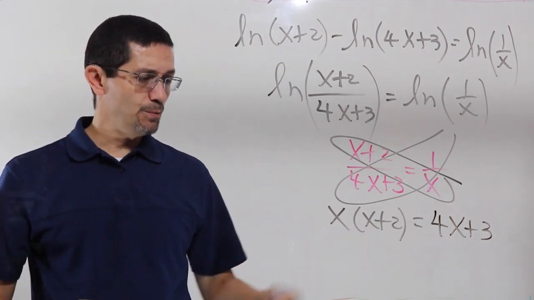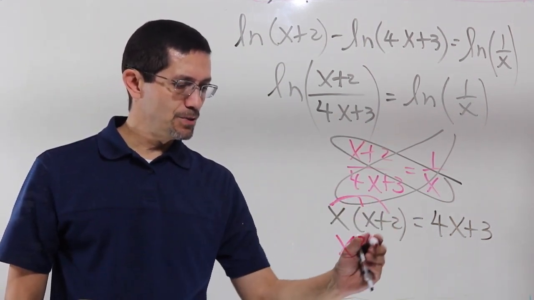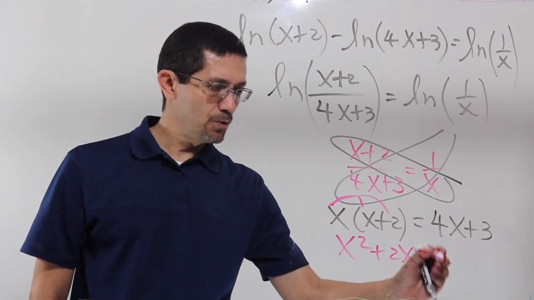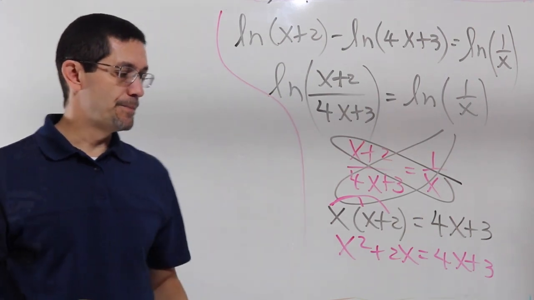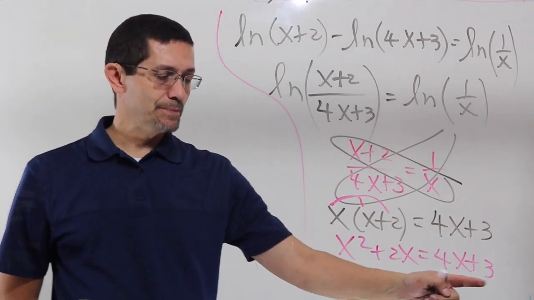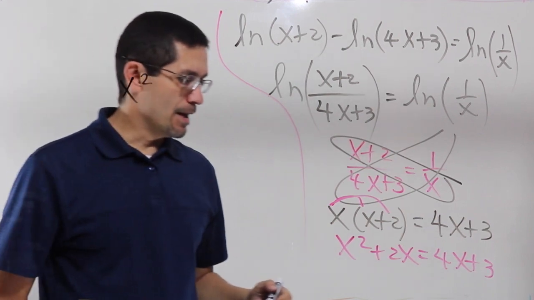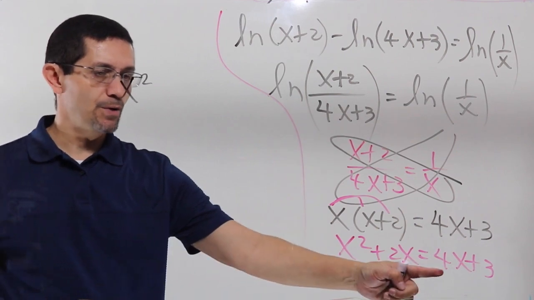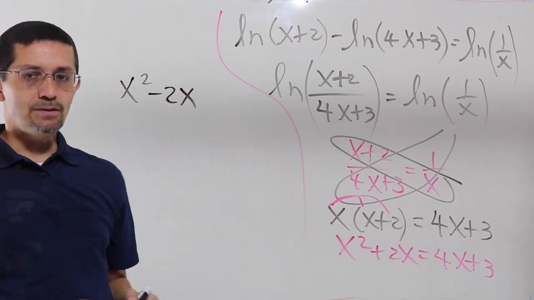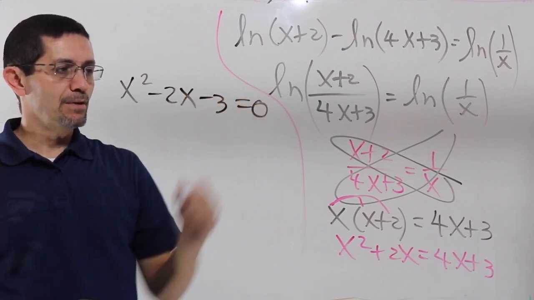Solve. Distribute. x times x, x squared, plus 2x equals 4x plus 3. Okay? Let's finish here. Let's subtract in one shot. So I have x squared, and now I have minus 4x on both sides. So 2x minus 4x gives me negative 2x. And then I have minus 3. And that becomes 0.